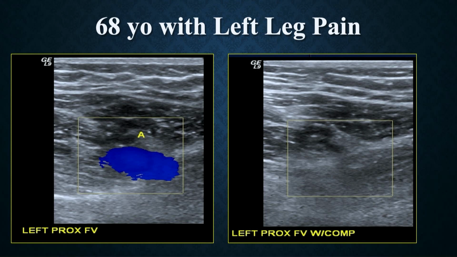Last case, here's a 68-year-old with left leg pain. And so we're looking for DVT. Veins are compressible. But there's an abnormality here. What don't you see on the image? What is always running with the vein? The artery. So you should be seeing the artery. I don't see the artery.